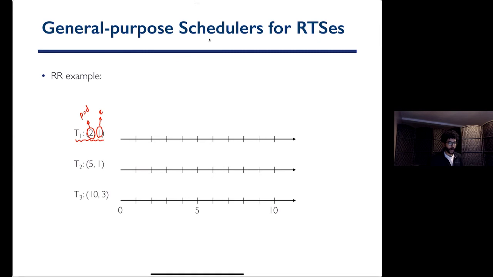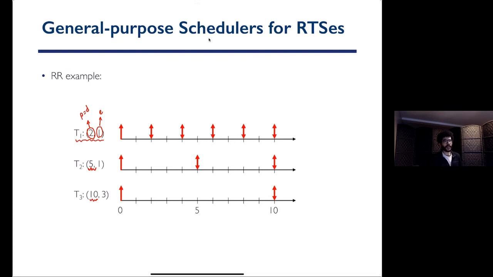Okay, so let's mark the arrivals. For T1, we're going to have a new job every 2 seconds. For task 2, we're going to have a new job every 5 seconds, basically the period. And for task 3, we're going to have a new job every 10 seconds. So these are the arrivals. At these points, we're going to get a new job.